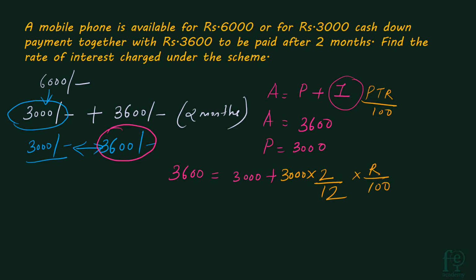So what you will be getting? 600 is equal to, here this 100 and these 2 zeros can be cancelled. So here 6 will come and here 5 will come. So 5R. 600 is equal to 5R. So what is R? R is equal to 600 divided by 5, which is 120%.